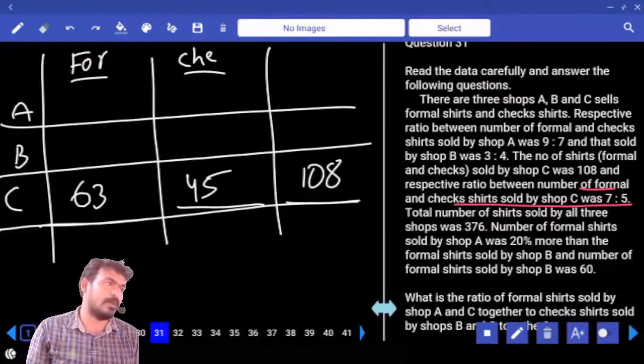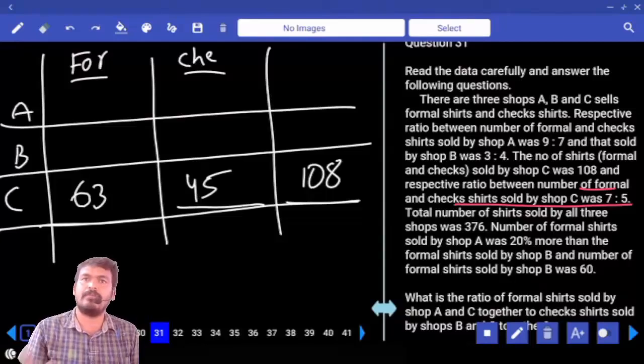7:5 means total 12 parts. 12 parts is 108. Every one part is 9. 9 sevens are 63. 9 fives are 45.